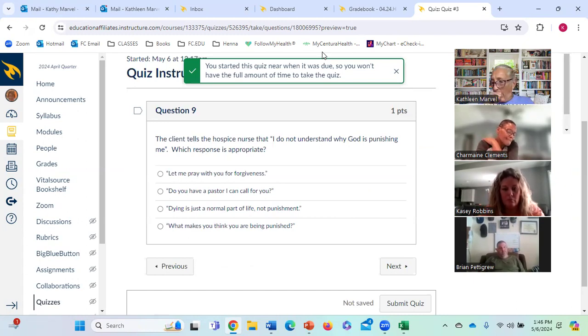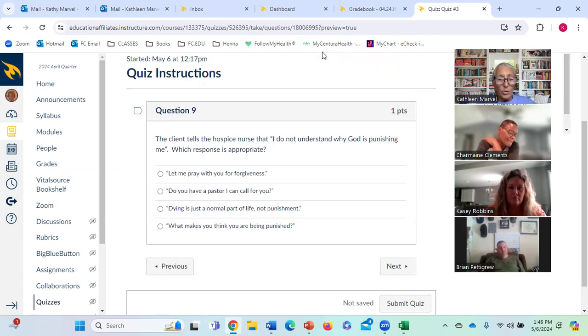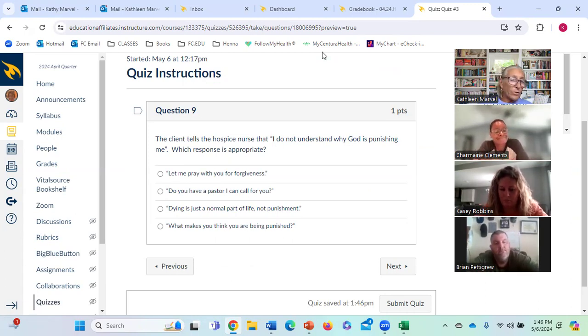Okay. This question always brings up discussion. The client tells a hospice nurse, I do not understand why God is punishing me. Which response is appropriate? Okay. What's the right answer here?